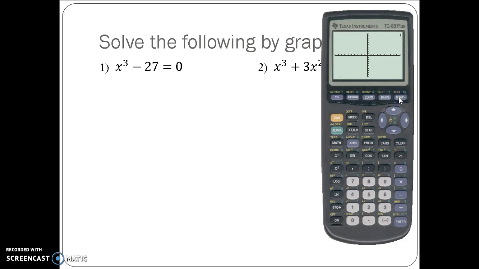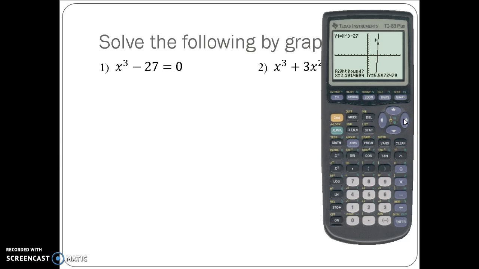And when I press graph, you can see that it looks like it crosses at about 3. I may not be able to see everything. I might have to go and change my windows around a little bit, but let's just make sure that 3 is a solution here. So what I'm going to do is go to second and calculate. I'm going to move down to 0 and press enter. And I want to move to the left bound, and so I'm going to move my cursor so it's just to the left of that 0. And so I'm going to move it back here one more. So there's my left bound.